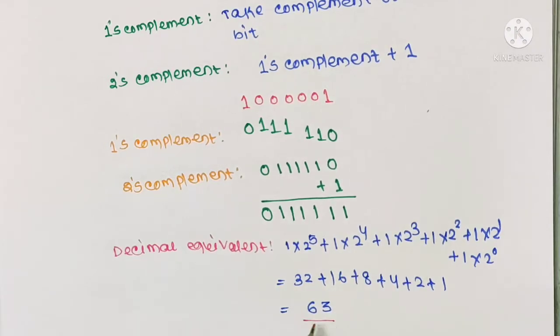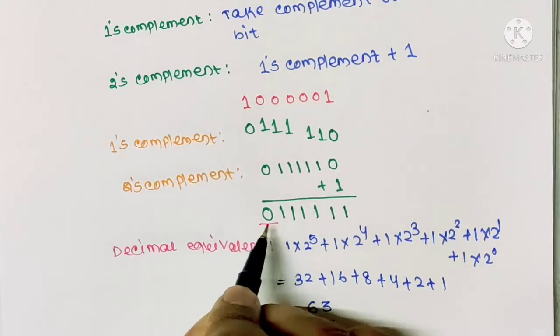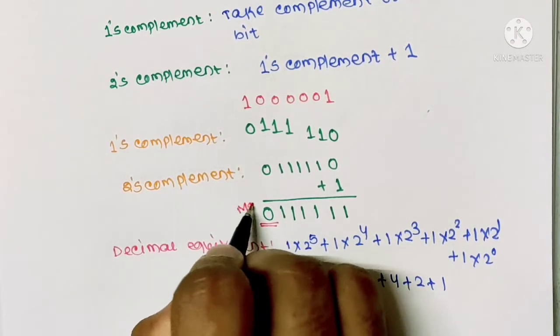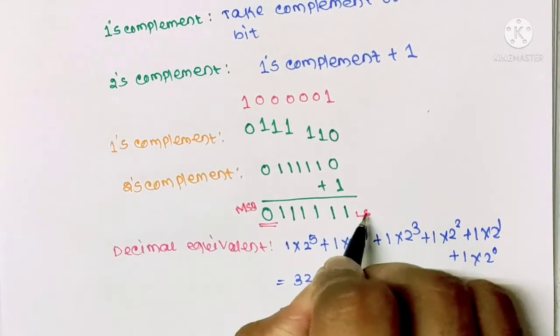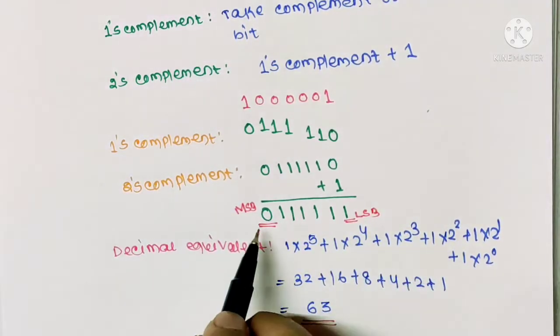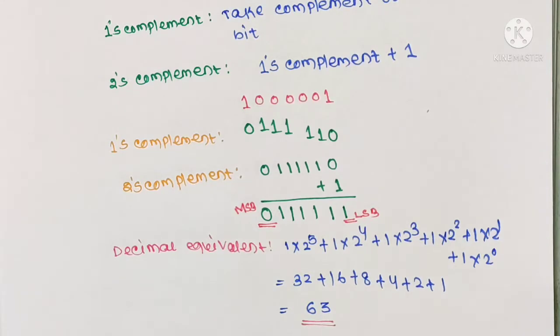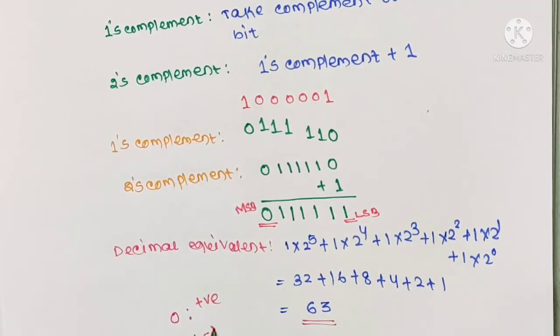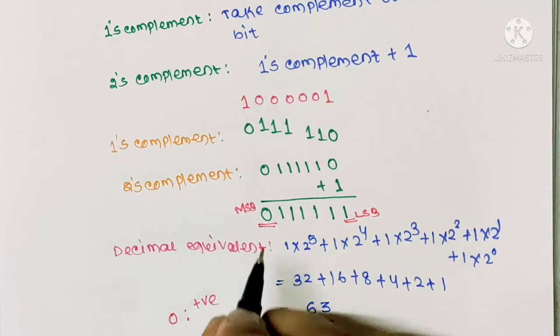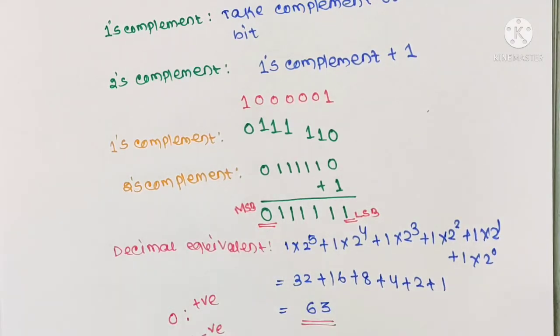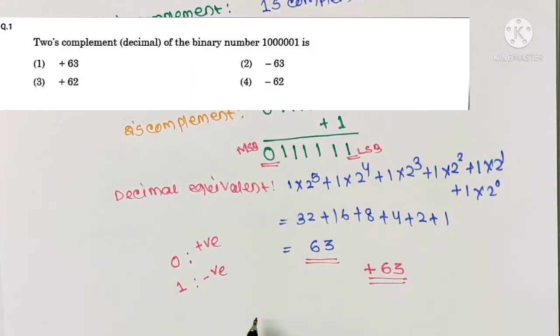So we have to find the sign of this number. To find the sign you have to check the MSB. This is the MSB, most significant bit, and this is the LSB of a binary number. So MSB will give you the sign. Remember, if it is 0 in the MSB, then it is a positive sign, and if it is 1 in the MSB, then it is negative. So here it is 0 in the MSB, so the answer will be plus 63. So the correct option is option 1.